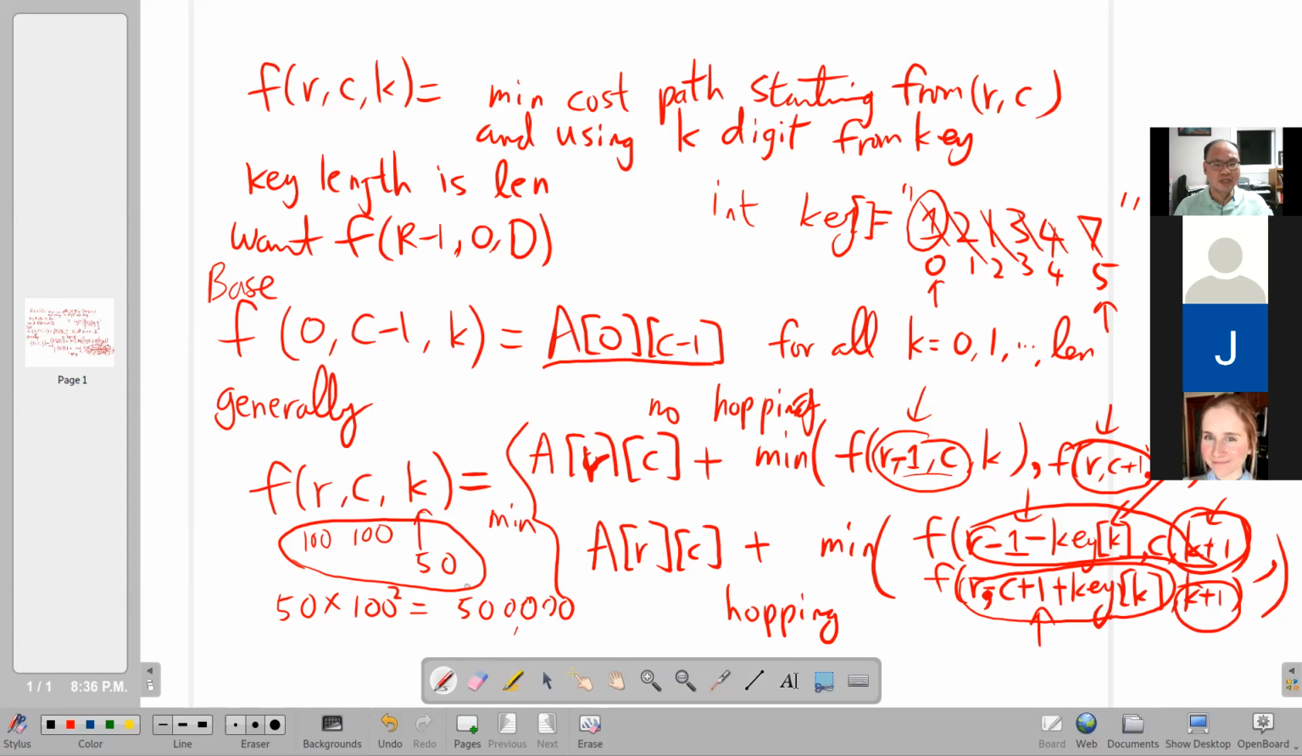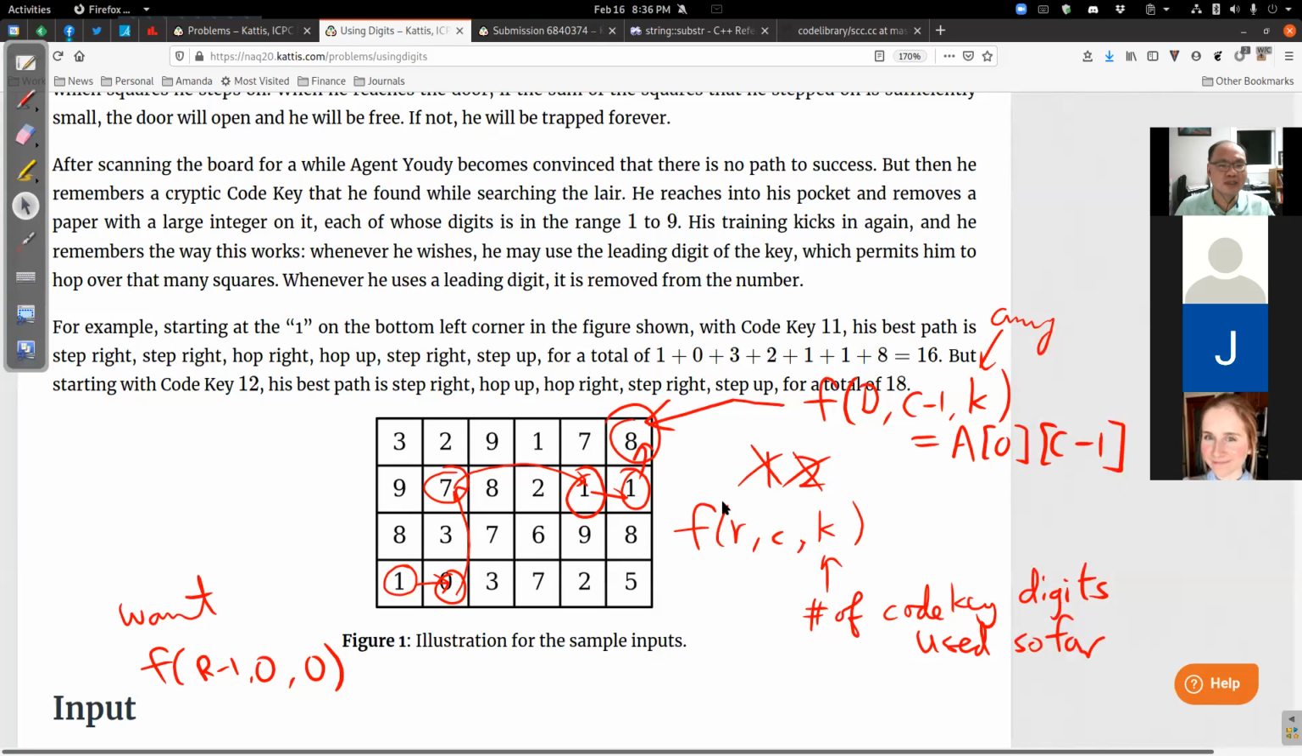Now, if you want, you can also set this up as a graph in a similar way, except that your graph nodes would not just be 1 node for every cell, but 51 nodes for every cell, because for every cell you have to say, what if you got here having used 0 digits from the key, 1 digit, 2, 3, 4, all the way up to the end, using all of them. Then you can set up the same Dijkstra graph and run Dijkstra. So you can do it either way. I decided to try Dijkstra.